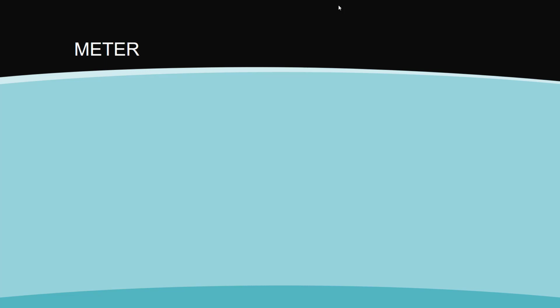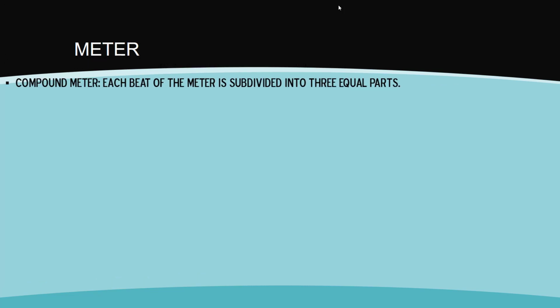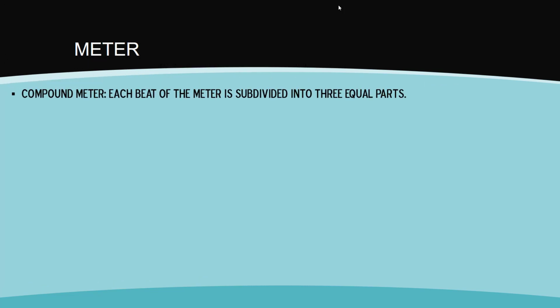A different type of subdivision creates compound meter. In a compound meter, each beat is subdivided into 3 equal parts. That means for each beat or each foot tap, 3 equally spaced rhythmic events occur.